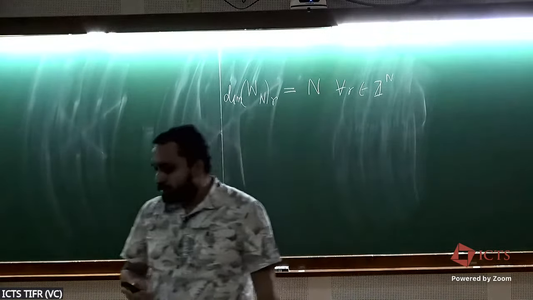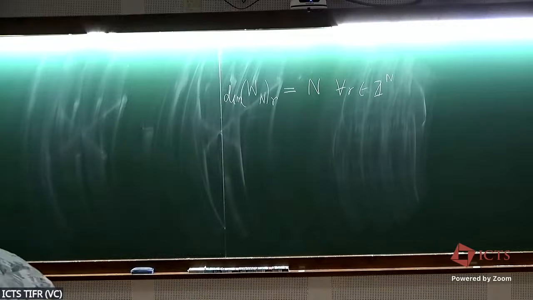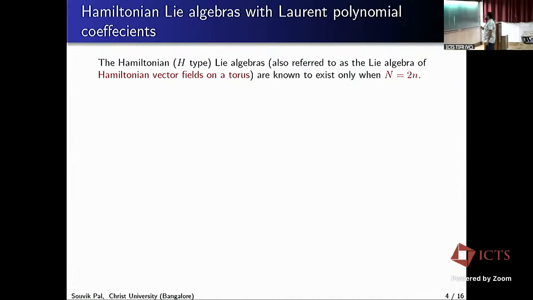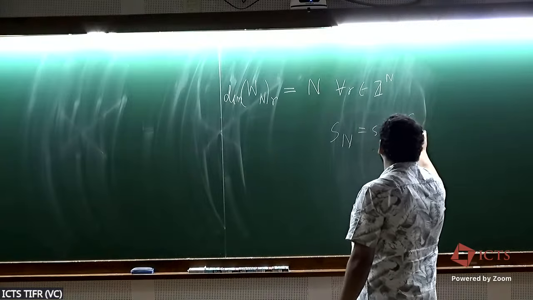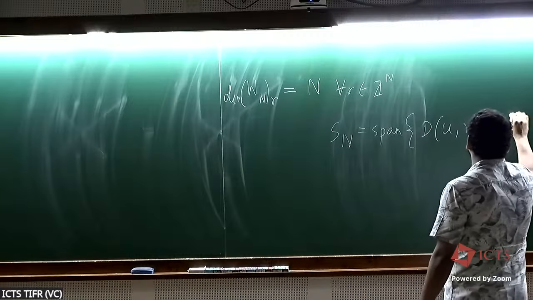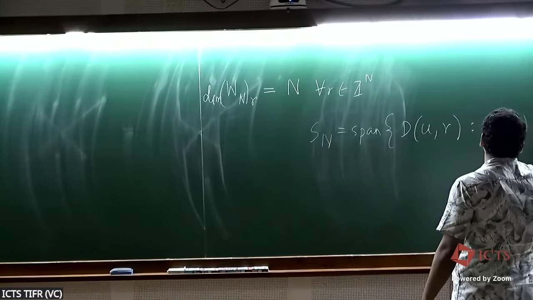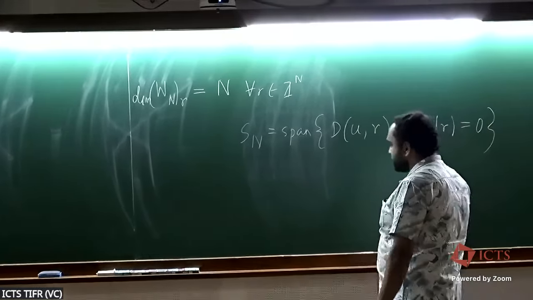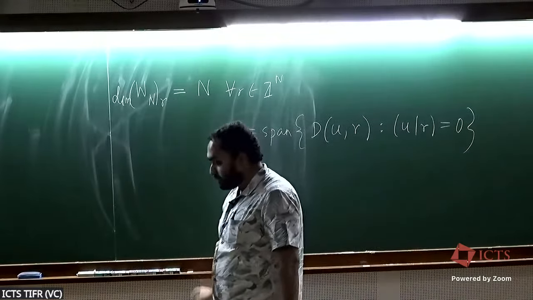So this is about the W type. It has been studied, and lots of work has been done on this. Today, as I said, I will mostly be considering the H type. Before that, briefly, I will define the S type, the divergence-free vector fields. You take d(u,r) with the previous notation, such that the inner product of u and r is 0, where the inner product means the summation of u_i r_i. These are the divergence-free vector fields.